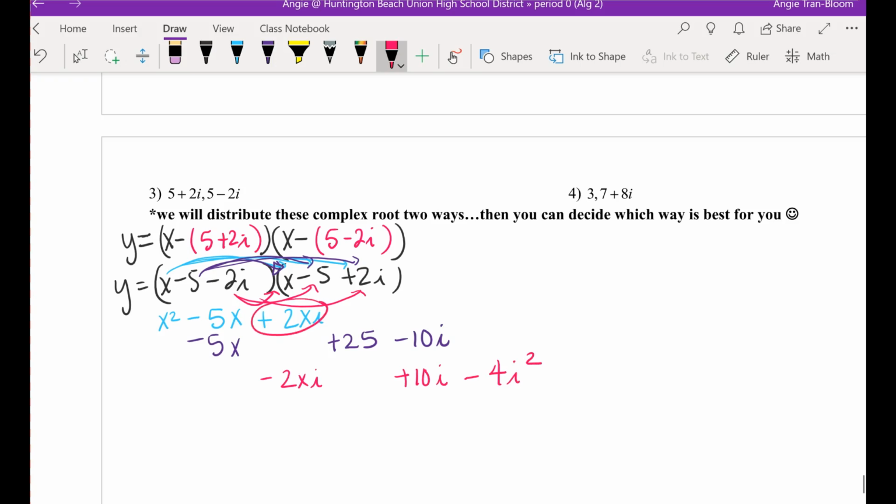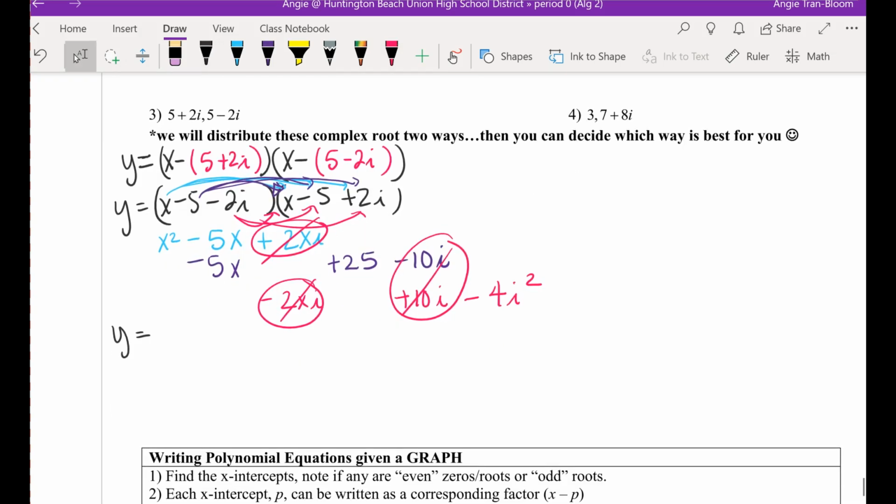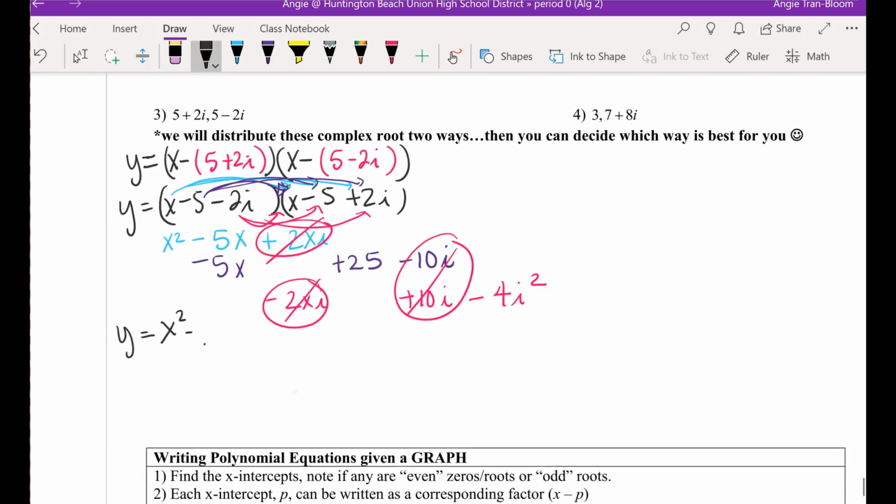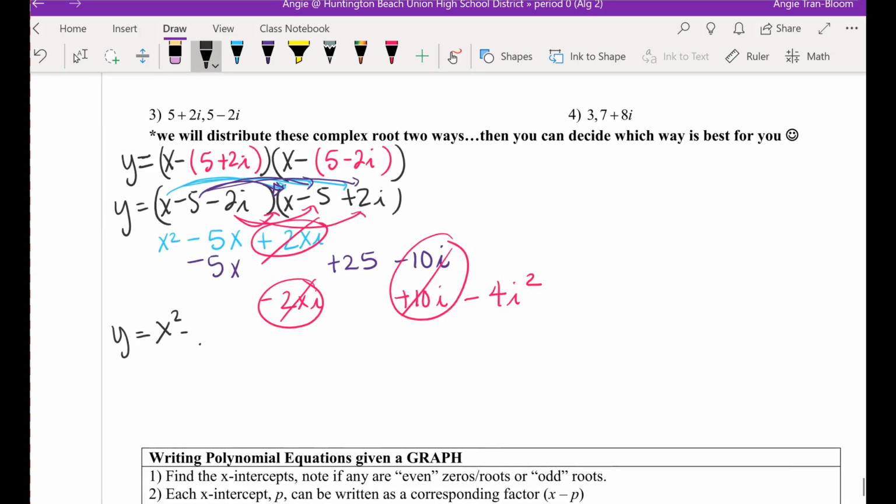Can you see anything that's canceling? Oh yeah. Aren't those guys canceling? Beautiful. Look at that. I'm going to drop everything else that's not canceled. X squared minus what? How many x's? Minus 10 x's. Yep. Drop down the 25. Okay. I have minus 4i squared.